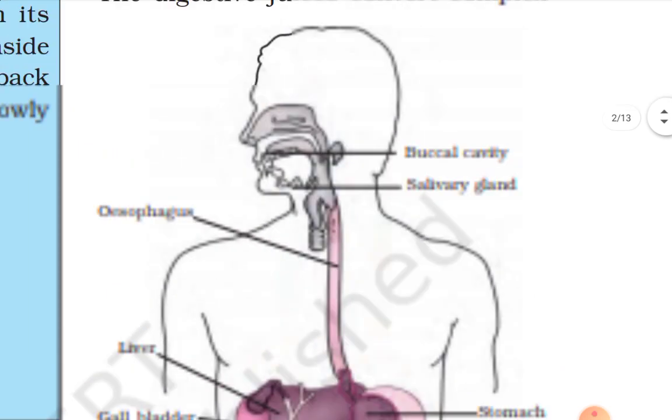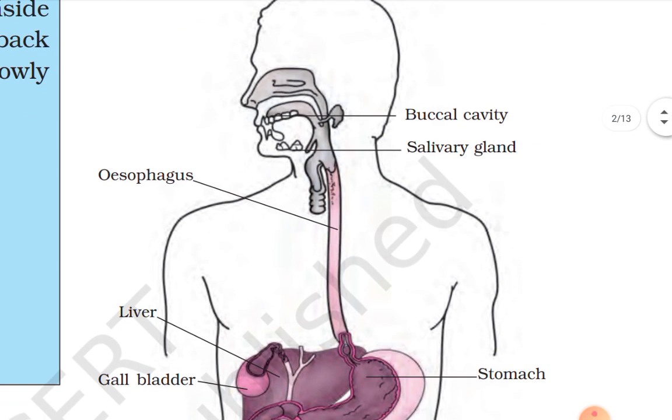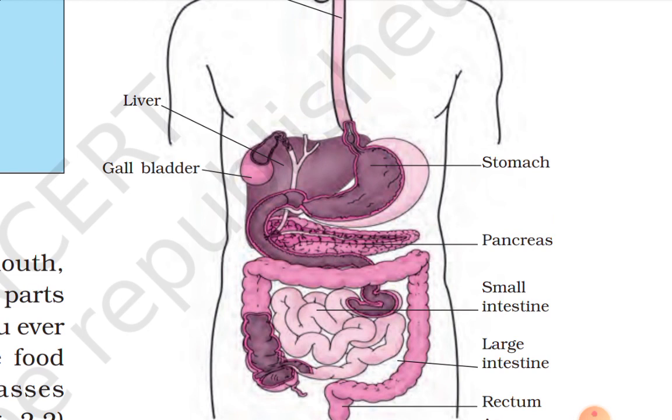You can see there's the buccal cavity, salivary gland. The food enters here, then the esophagus, then it enters the stomach. The liver and pancreas secrete bile juice and pancreatic juice. Bile juice is stored in the gallbladder. Then it goes to the small intestine.